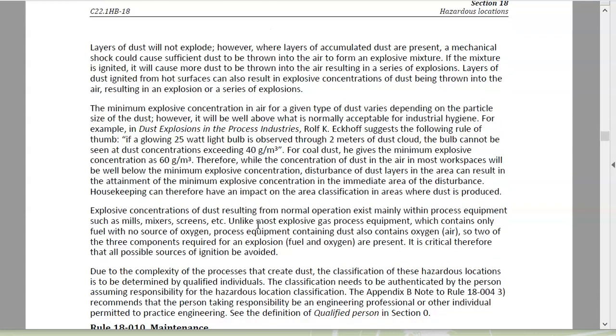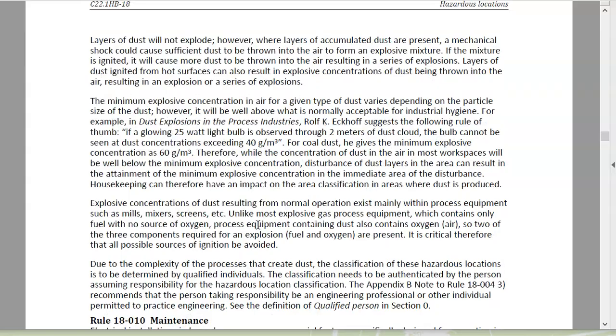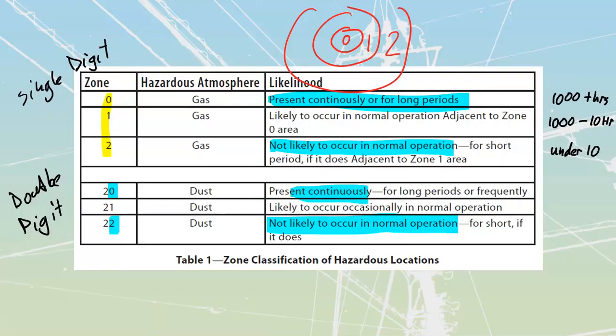They don't give it to you inside of this one over here, but in previous handbooks, I don't think they still have that one inside here because they've updated since, they did follow the same one: if it's present continuously, long periods, that was going to be that same 1,000 hours, then 1,000 to 10, and then underneath 10. So we need to take a look at, is there going to be gas, gasoline, diesel, hydrogen, flammable gases of some sort, or is there going to be dust inside of here?